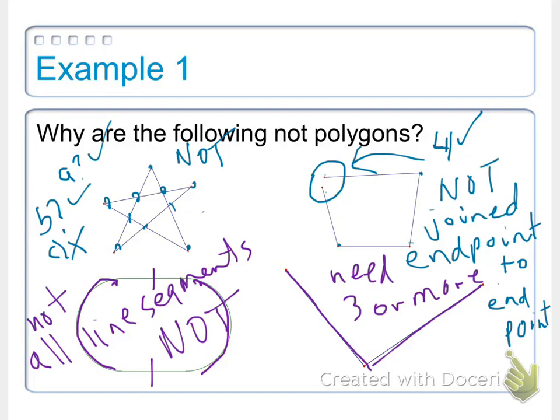Okay, so you need to be able to go through that kind of thinking to determine it. Basically, it's got to be closed and meet on the ends and not meet in the middle. Okay, and it has to be 3 or more sides or 3 or more segments.